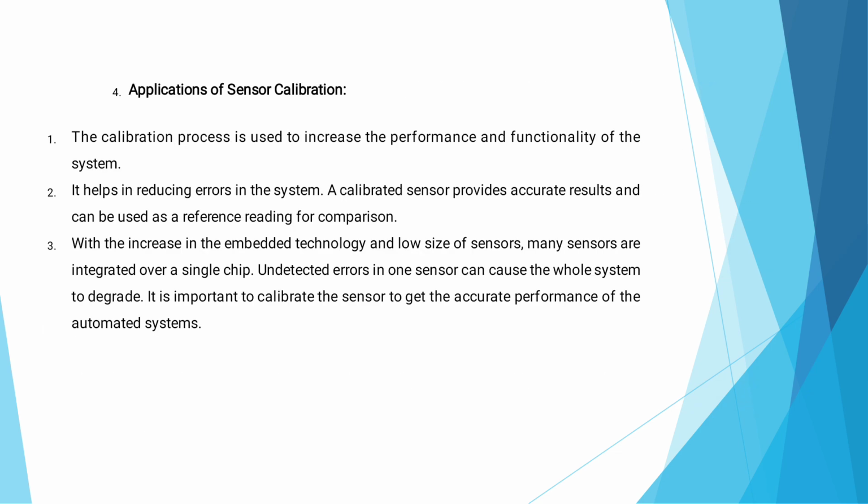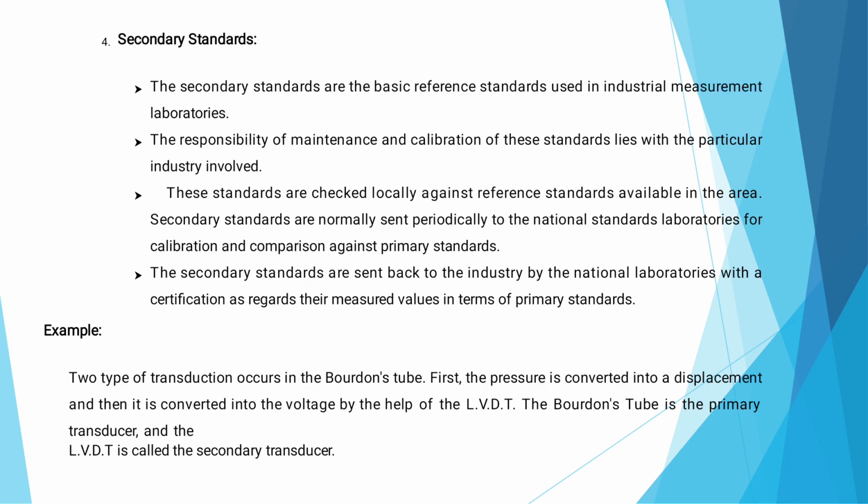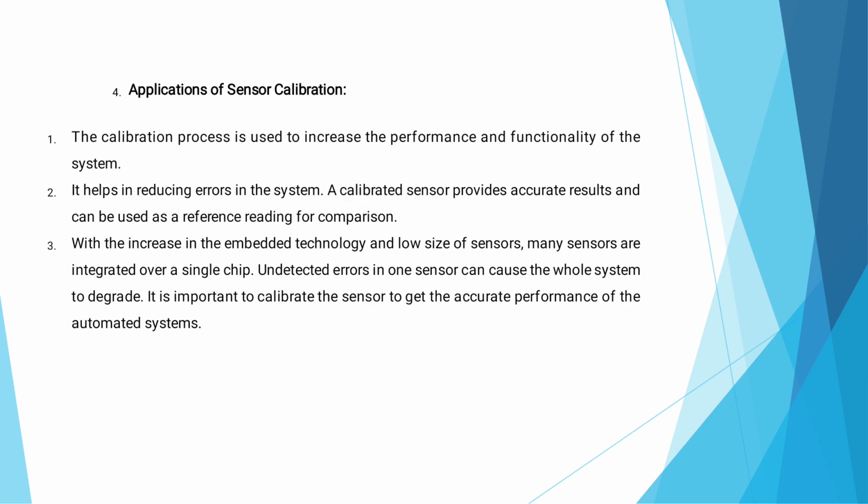And the example of this transducer indicates the Bourdon tube connected to the LVDT. First it is connected to the Bourdon tube, the primary transducer, then displacement is converted to the electrical voltage, and finally this perfectly demonstrates how multiple stages of the measurement interact.